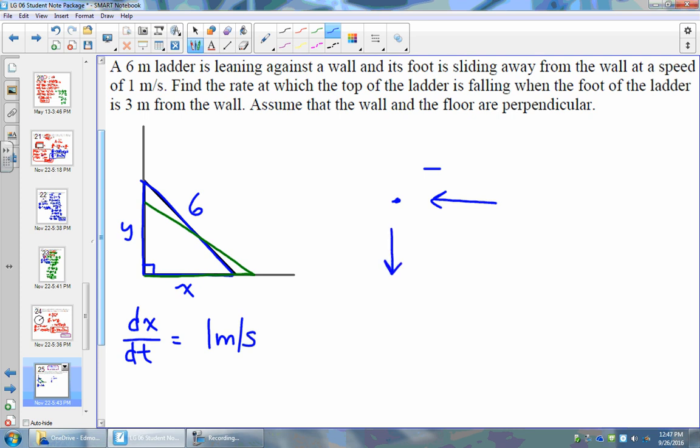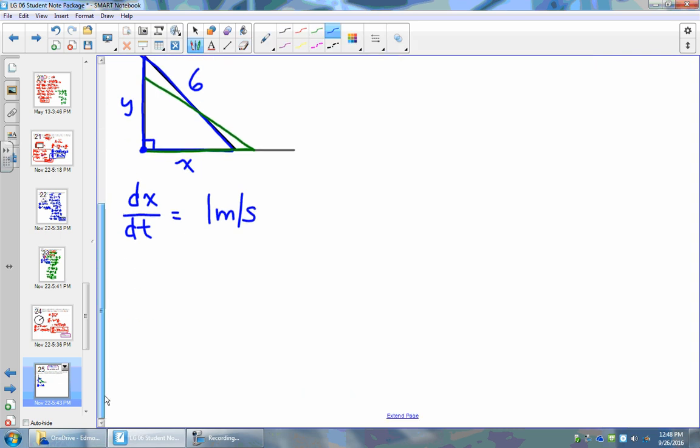If I'm going away from my origin, that's going to be a positive. So in this example, my origin is the wall, and if my ladder is moving away from the wall, if that x is getting bigger, then I know that's going to be a positive rate. That's just one way of remembering it: think about where your origin is. Now the question is asking, at what rate is the top of the ladder falling? So we're looking for dy over dt. And it says when the foot of the ladder is 3 meters from the wall, so we want to say when x is equal to 3.